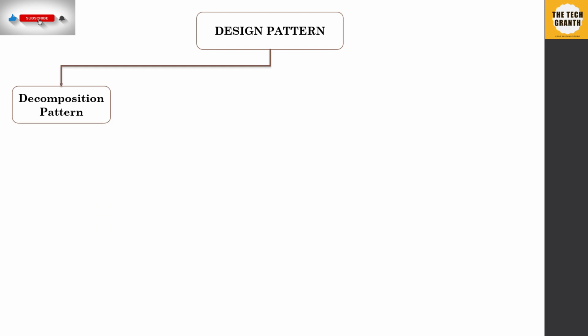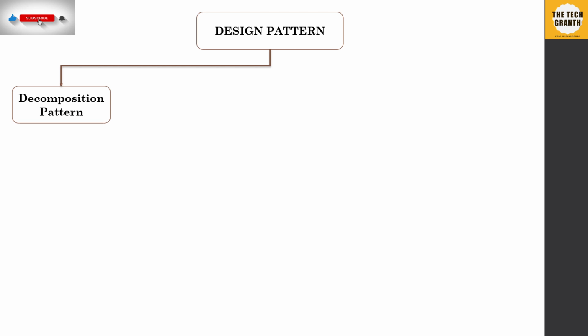The first one is called the decomposition pattern. We have a set of patterns, and then there are subsets. One of the types of design pattern used for architecting a system of microservices is called the decomposition pattern. This pattern talks about how you will decompose your project.